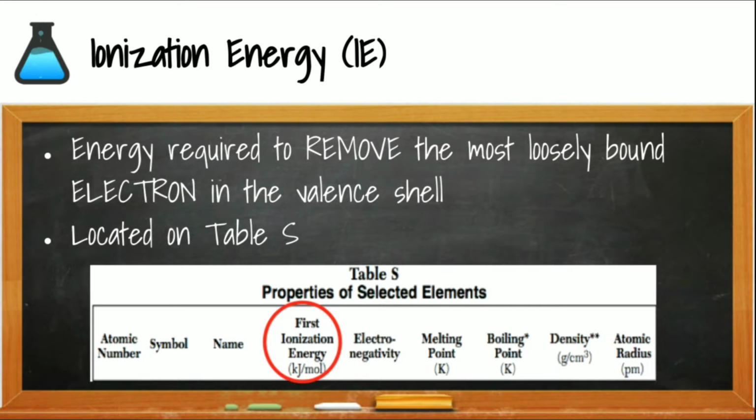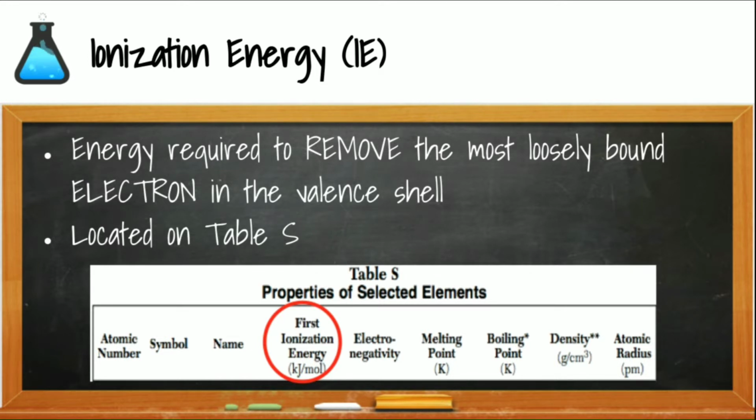Ionization energy, abbreviated capital E, is officially defined as the energy required to remove the most loosely bound electron in the valence shell. It is found on reference table S. It is very important that you become very familiar with the definition of ionization energy and then later on also the definition of electronegativity.